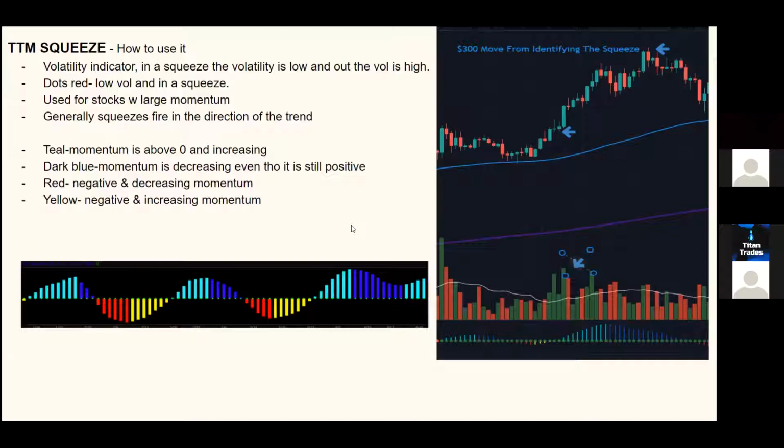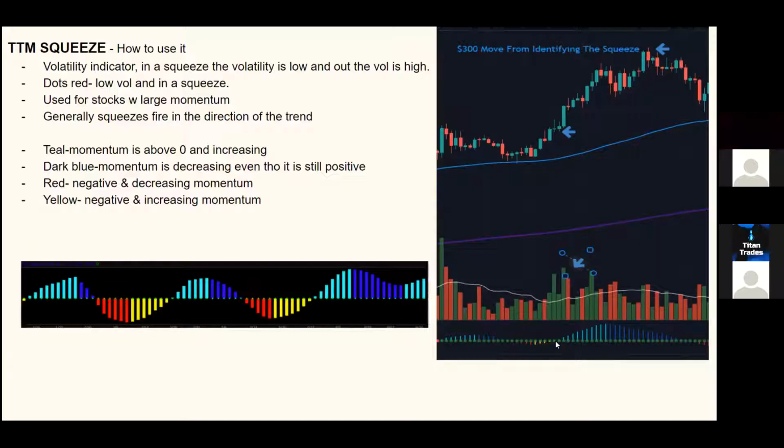So when the dots are red, it's in a squeeze. These are the green dots, so it means they're firing from the squeeze, and then the red dots mean they're squeezing.